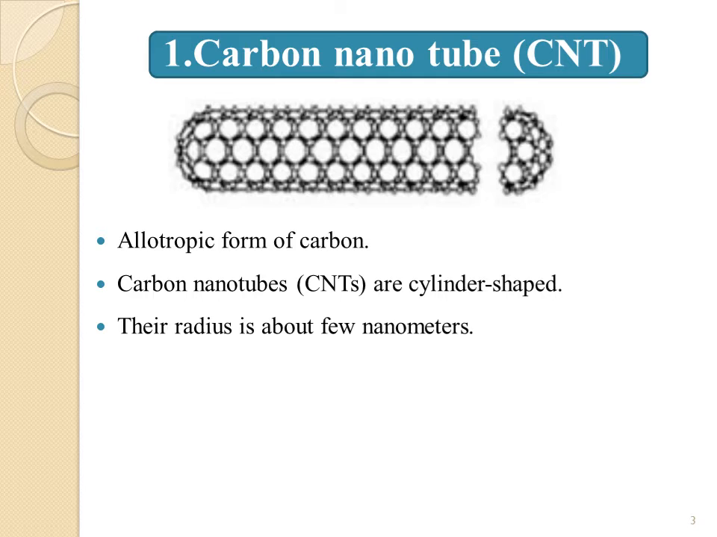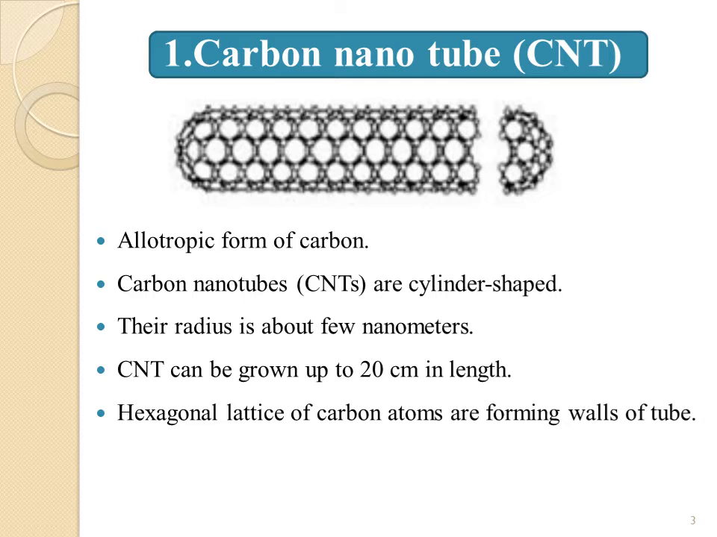Now, what about the radius? The radius of carbon nanotubes is very small. In fact, it is measured in a few nanometers compared to its length. As you can see, carbon nanotubes can grow up to 20 centimeters in length. You can imagine that the diameter is in the range of a few nanometers and its length is about a few centimeters. Now, this is a drastic change from its previous allotropic forms.